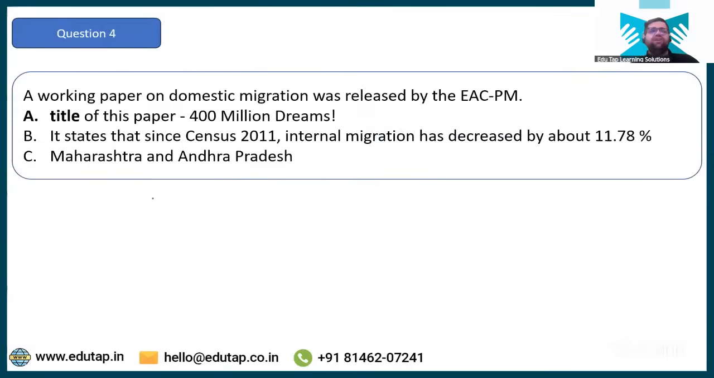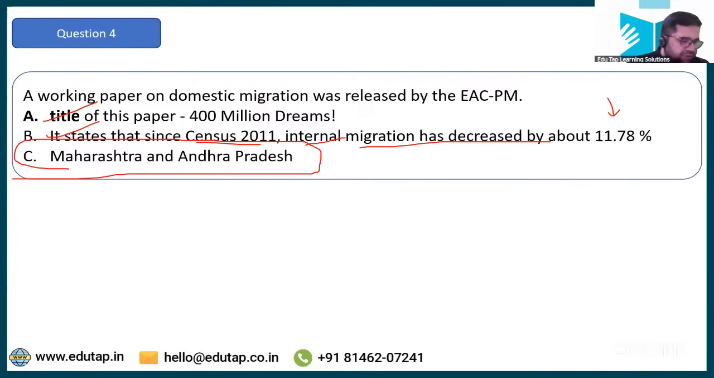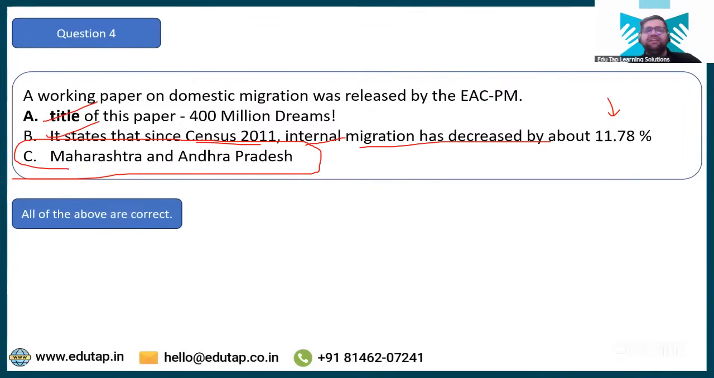Moving forward to question number 4. A working paper on domestic migration was released by the Economic Advisory Council, which assists the Prime Minister. There were 3 statements. The title was given. Then it states that since census 2011, internal migration has declined by what percent? That was also given. And some comment was made regarding Maharashtra and Andhra Pradesh that maximum of the people migrate from these states. So as per my analysis, all the 3 statements were correct, right? So question number 4 again, all the options were correct.